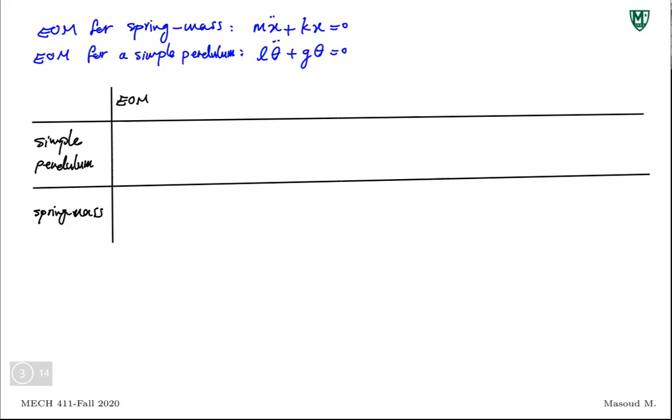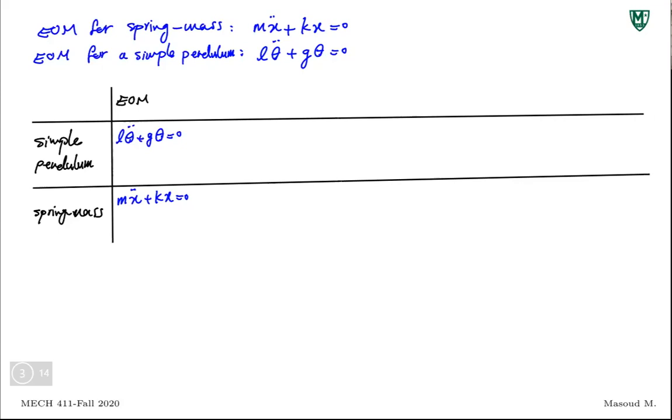For a simple pendulum, what did we get? We got L theta double dot plus g theta is equal to 0. For a spring mass, we got m x double dot plus k x is equal to 0. Look how we can just replace L with m and g with k, and pretty much whatever we had from before would be the same.